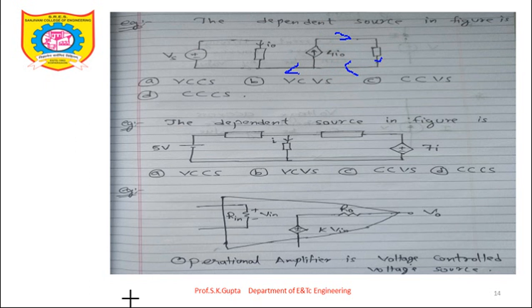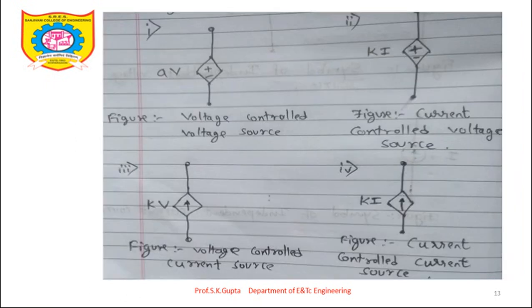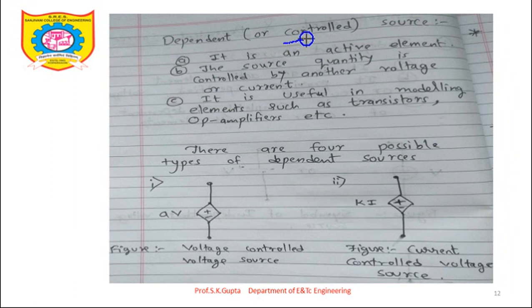Now, dependent sources are also called controlled sources.